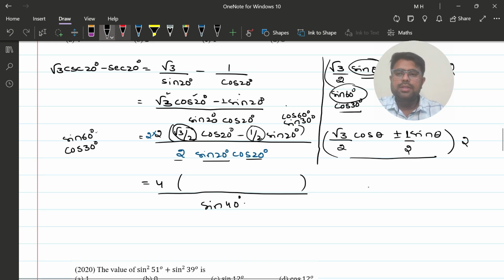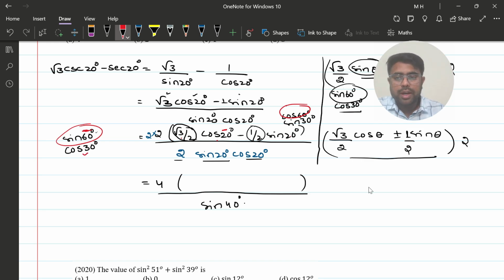If I write this down as sine 60 and then cos 60, what am I going to get? Sin x into cos y minus cos x into sin y. It is of that form. So what is it going to be? It is going to be sine of x minus y. What is x here? X is 60, and what is y? Y is 20. So therefore it is going to be sine 60 minus 20, which is sine 40.